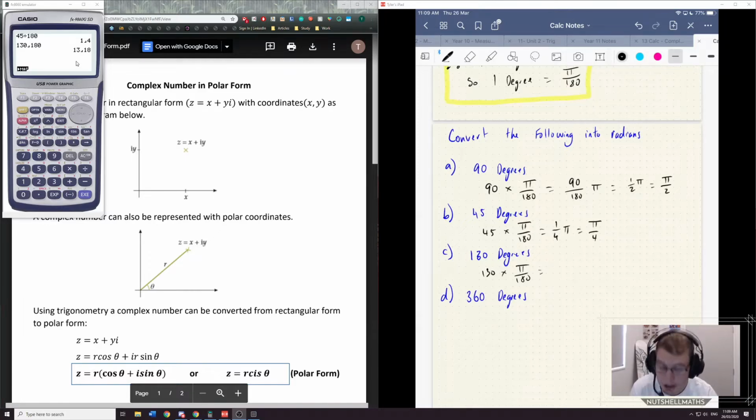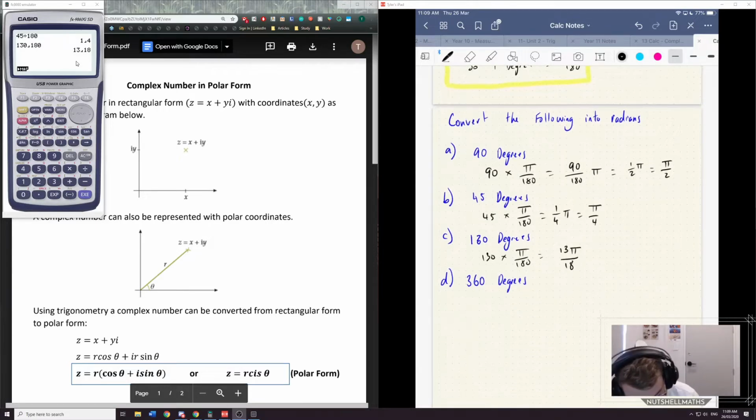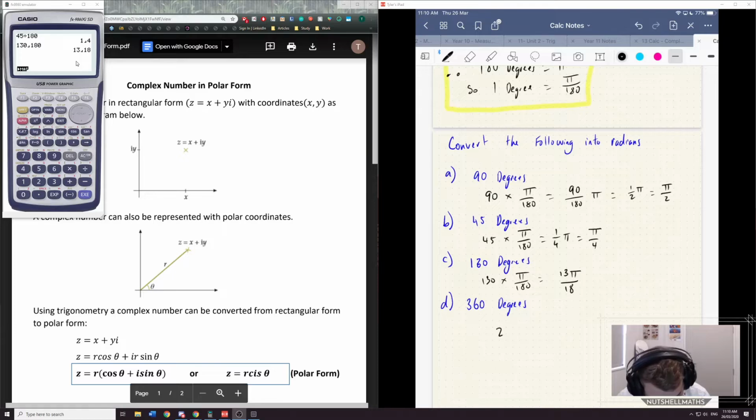So we've done this, 13 by 18, so we can write 13 pi by 18. And the last one, 360 degrees. You can probably think about this. I'm just going to write the answer and let you think about that. It's 2 pi. Any questions on this? If you don't understand this, it's going to be hard for the rest of the lesson. This is the easiest part.